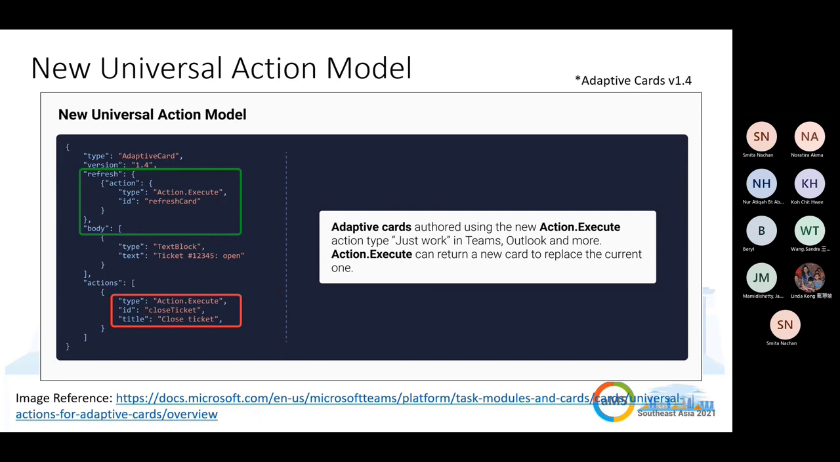In addition, an adaptive card can be written as a response for an action.execute trigger invoke request. The image on the slide shows the new universal action model. Please note that support for universal actions for adaptive cards version 1.4 is only available for the cards sent by the bot.